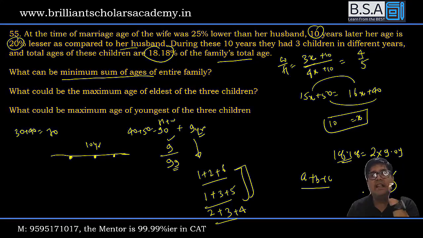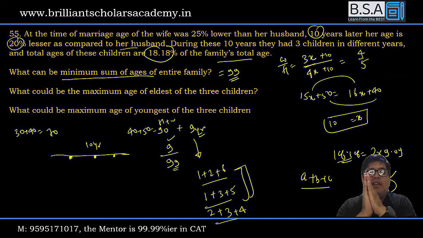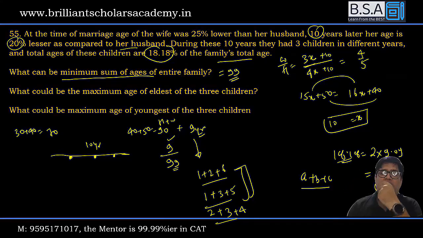Sir, why does it need to be 9? The first question is, what can be the minimum sum of ages of the family? 99. Now there is a small twist. If I say a multiple of 11, a multiple of 11 can also be 110.